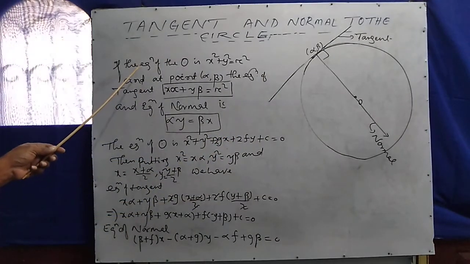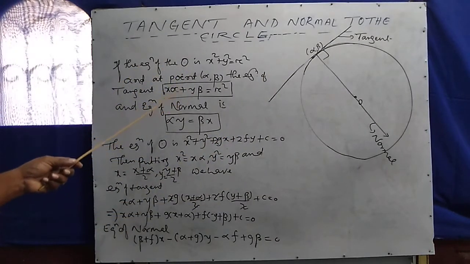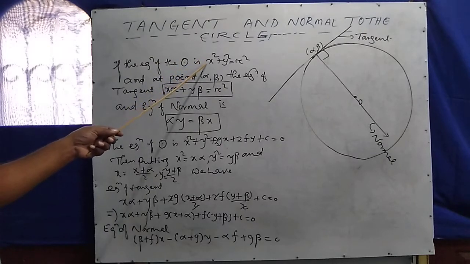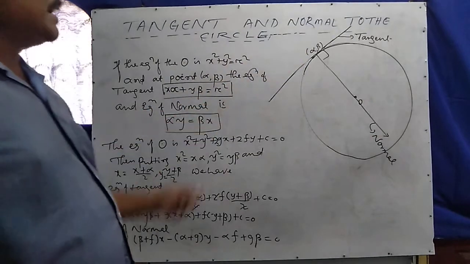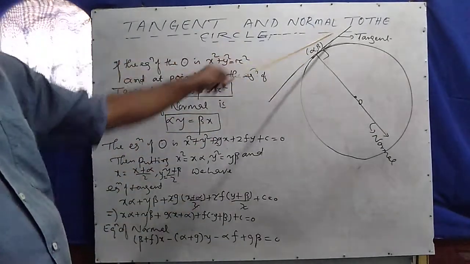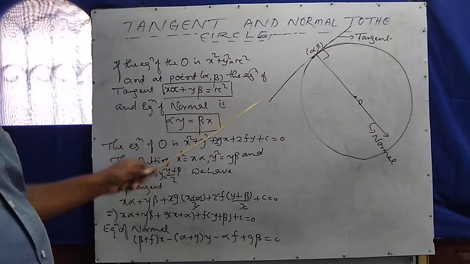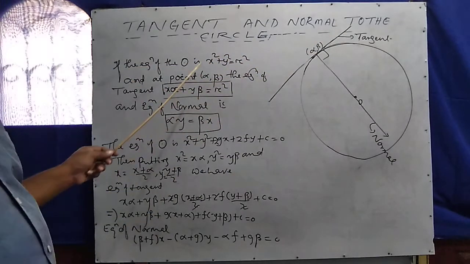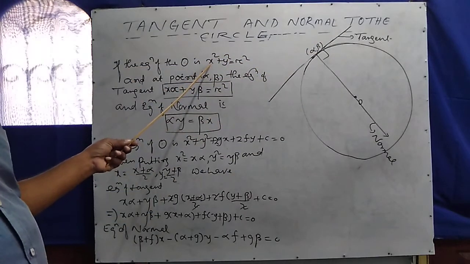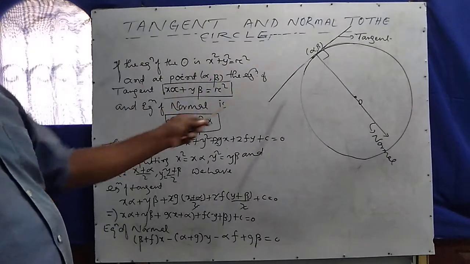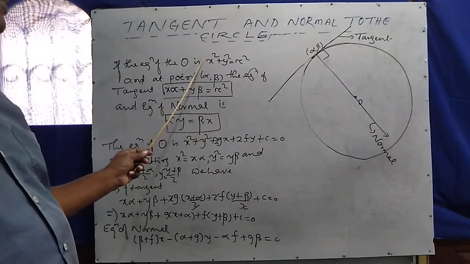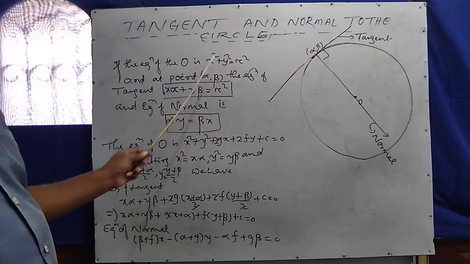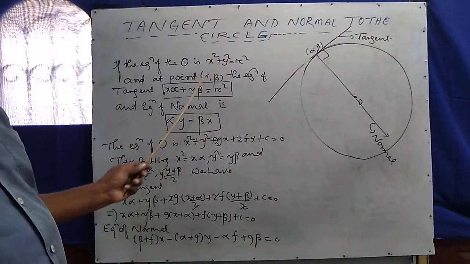Here is the equation of the circle. If the equation of the circle is x square plus y square equals r square, at the point alpha beta, then what is the equation of the tangent? The tangent equation can be written by putting, instead of x square, x into alpha, and instead of y square, y into beta.